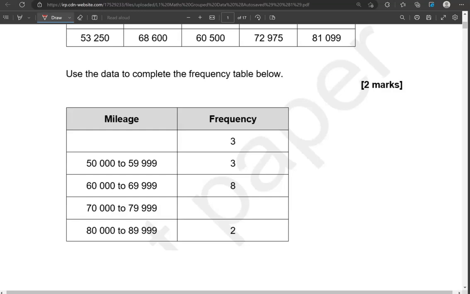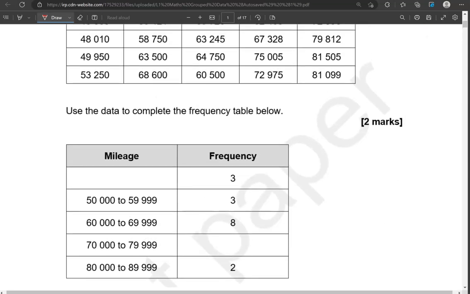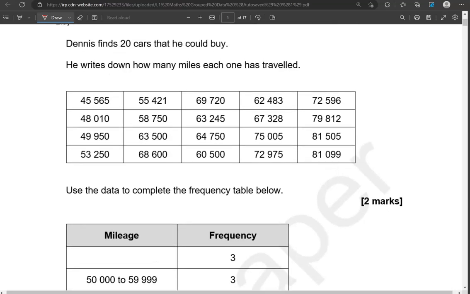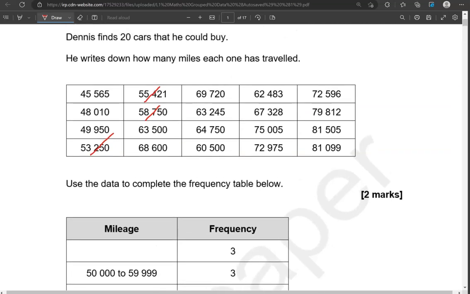It looks like the first group will be 40,000 to 49,999, but let's just be sure. So 50,000 to 59,999. Where are those? Let's cross them out. So there is 1, 2, 3 of them. 60,000 to 69,999. Then we have this one, so 3, 4, 5, 6, 7, 8.